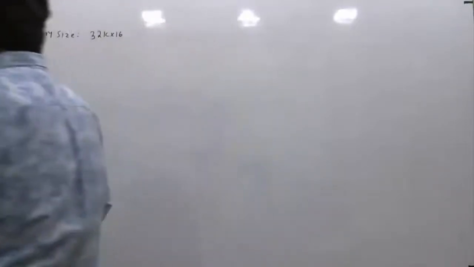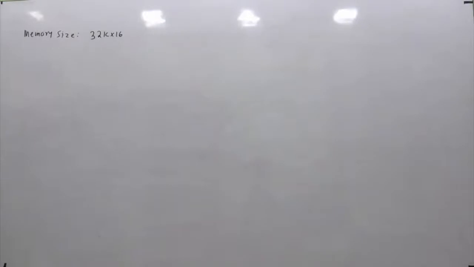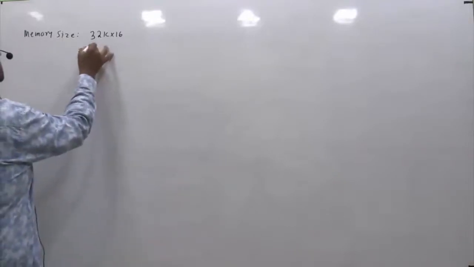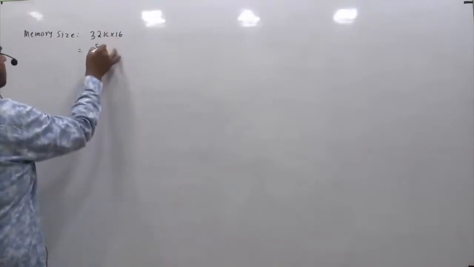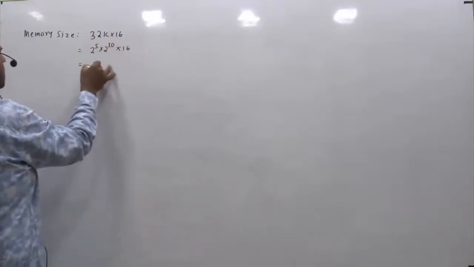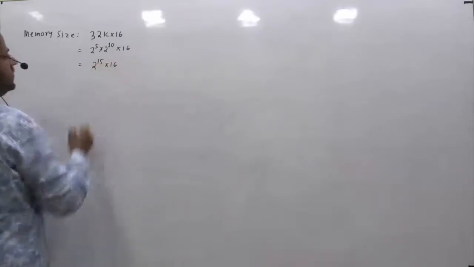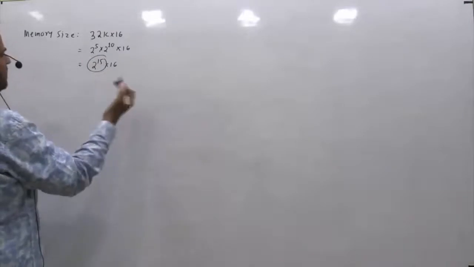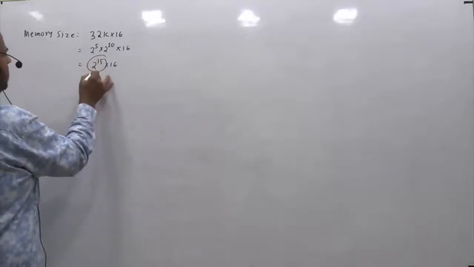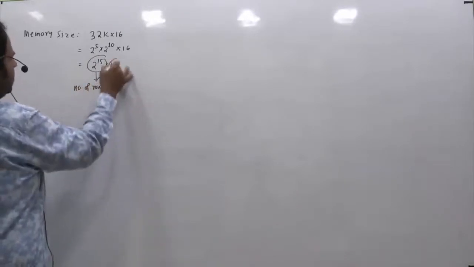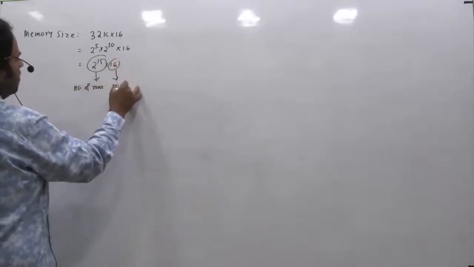So the intention is to design a memory whose size is 32K cross 16. So 32 is 2 raised to power 5 and K is 2 raised to power 10 and this is 16, right? So this is 2 raised to power 15 cross 16. When a memory is written like something into something, the first number, that is 2 power 15 in this case, indicates the number of rows, and the second number indicates the number of columns.